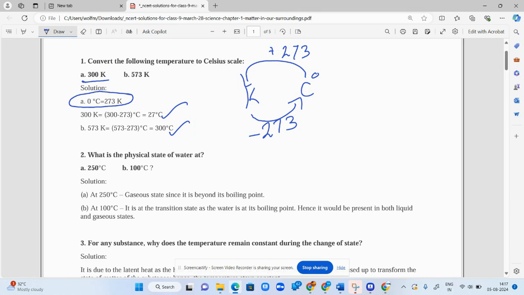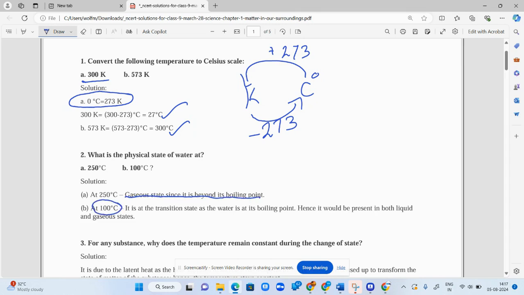Next question: what is the physical state of water at 250 degrees Celsius? We all know that at 250 degrees Celsius, the water will be completely converted into vapor. So we can see only the gaseous state. So it is a gaseous state beyond its boiling point.